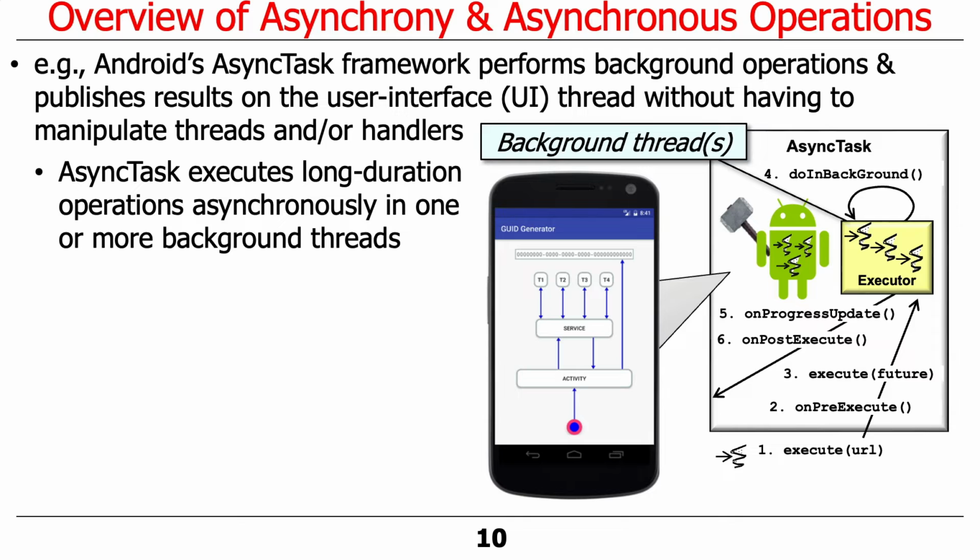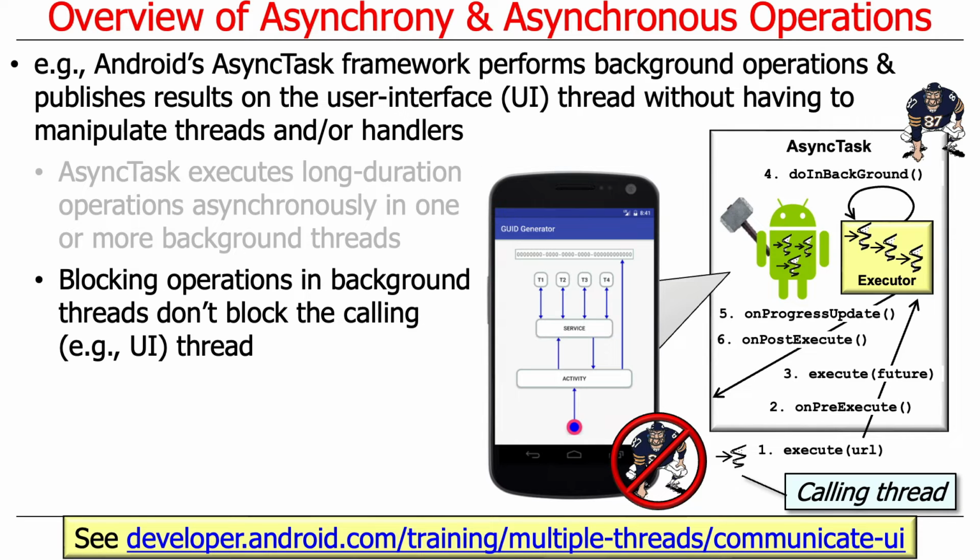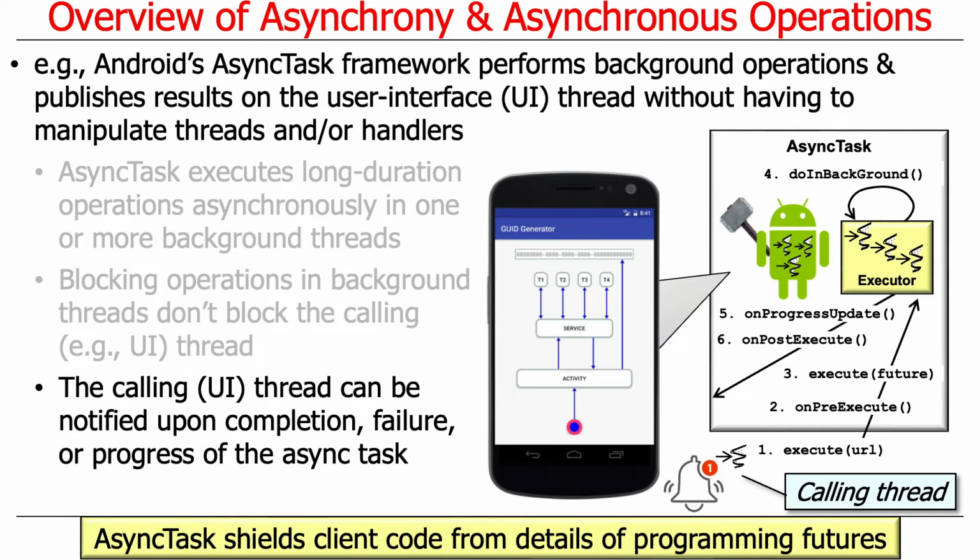So the way it worked was you'd start an asynchronous operation by calling the execute method, and then operations that ran in the background could block, but that wouldn't block the user interface thread, which would give you the dreaded application not responding exception. And then at some point, the user interface thread would be notified based on what happened, whether it completed successfully, whether it completed in a failed way. You could also find out the progress of the AsyncTask.